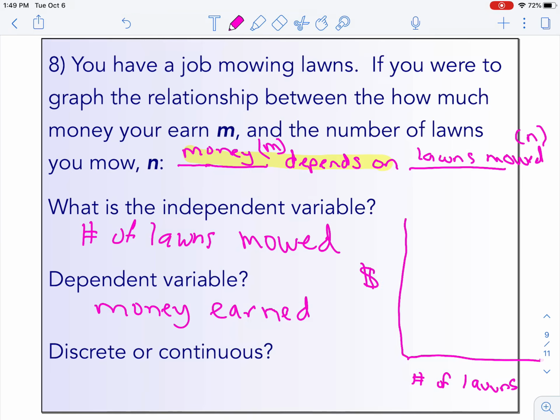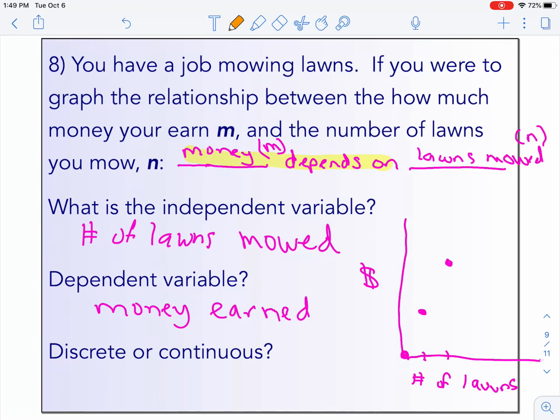And your dependent variable is money. So you would have 0 lawns is 0 money. 1 lawn is a certain amount of money. 2 lawns is a certain amount of money, etc. But you can count the number of lawns.